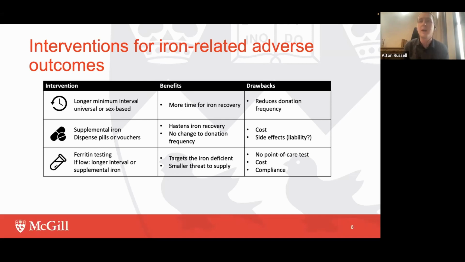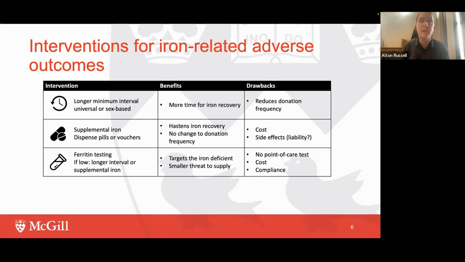And by the way, repeat donors supply over 60% of the blood supply in the United States, and I think it's similar in Canada as well. We can use supplemental iron, so we can either give people iron supplements or give them a voucher to get iron supplements, which is good because it can hasten the time for iron recovery without changing the donation frequency. But there are some costs associated, and there's the potential for side effects, which some blood centers have not implemented due to the liability risk if someone has some severe gastrointestinal distress, which is a rare side effect of iron supplementation.